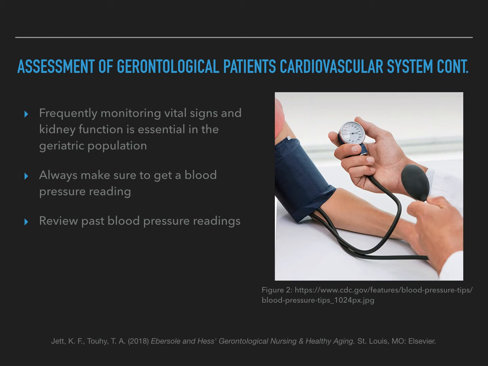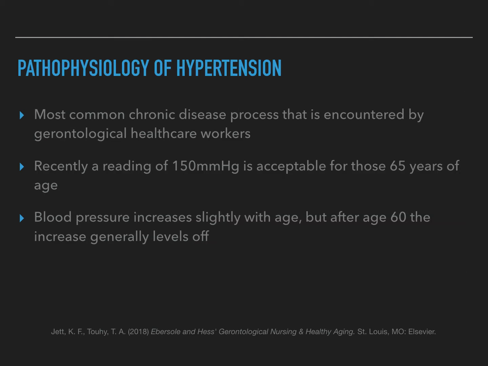And also, you just want to review past blood pressure readings after you get your initial one, so you can see what their blood pressure is at that visit, but also look at the ones you've taken in the past to see how they're trending, making sure that if they're on high blood pressure medicine, it is effectively lowering their blood pressure, and that they're not declining in their health. So some common disease processes that are found in the cardiovascular system in older adults.